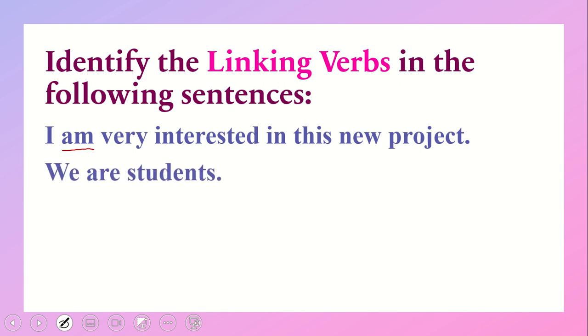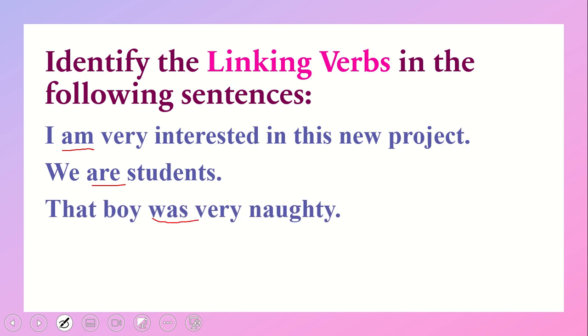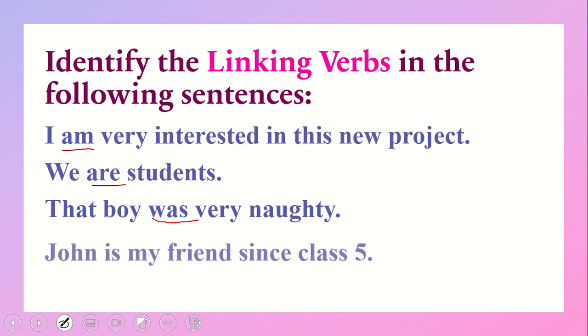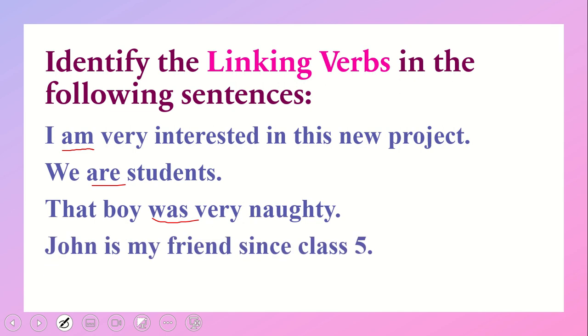We are students. Are is a linking verb. That boy was very naughty. This is a linking verb. If you say that boy very naughty, this would be incomplete. That boy is very naughty. That boy was very naughty. Those boys were very naughty. Those boys are very naughty. So is, am, are, was, were, has, have, these act as linking verbs also in the sentences.